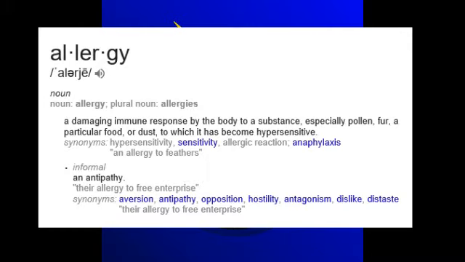Allergy. A damaging immune response by the body to a substance, especially pollen, a particular type of food or dust to which it has become hypersensitive. So the body reacts violently in an allergic reaction. But could a radioactive material be allergic to people?